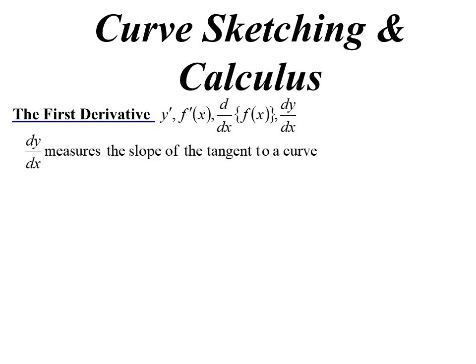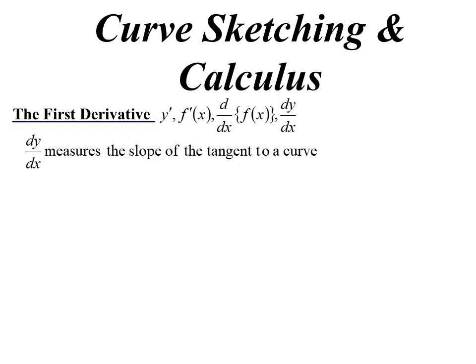Well, if we're talking about a curve, it basically measures the slope of the tangent at that particular point. Now, we usually just say it's the slope of the curve. We don't say it's the slope of the tangent to the curve. It's just understood that that's what we mean when we say slope of the curve. We're actually talking about the tangent to the curve at that point.